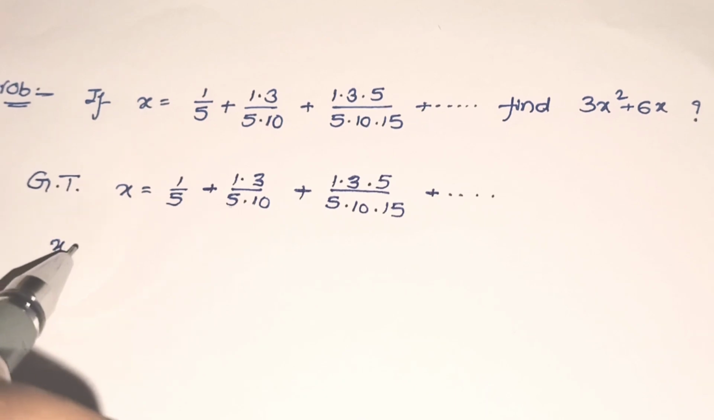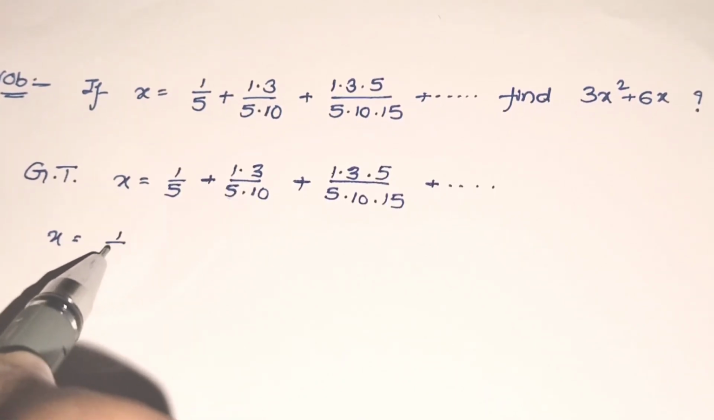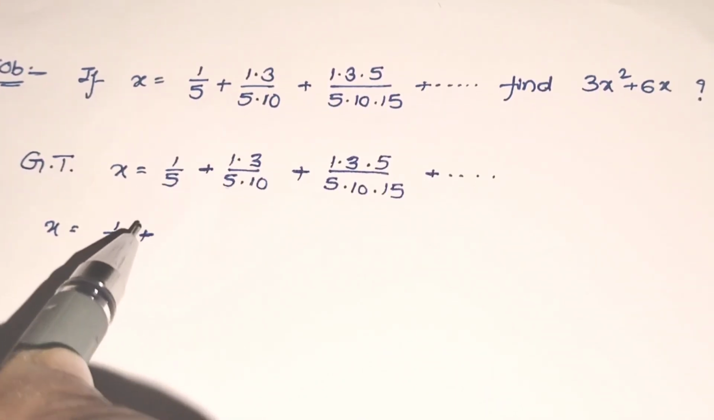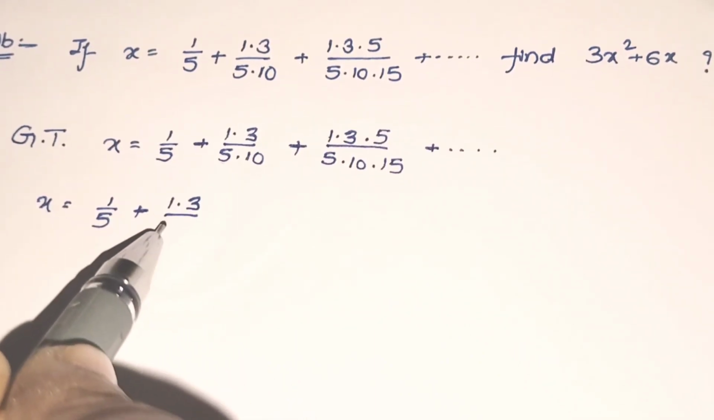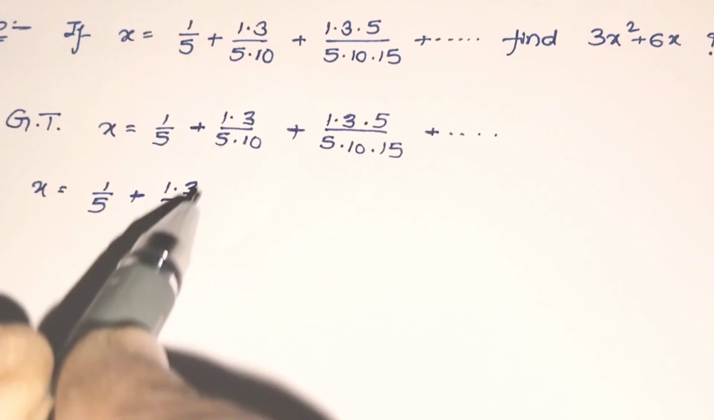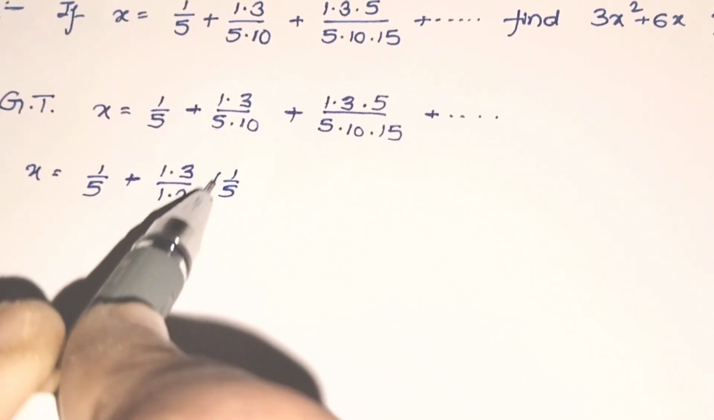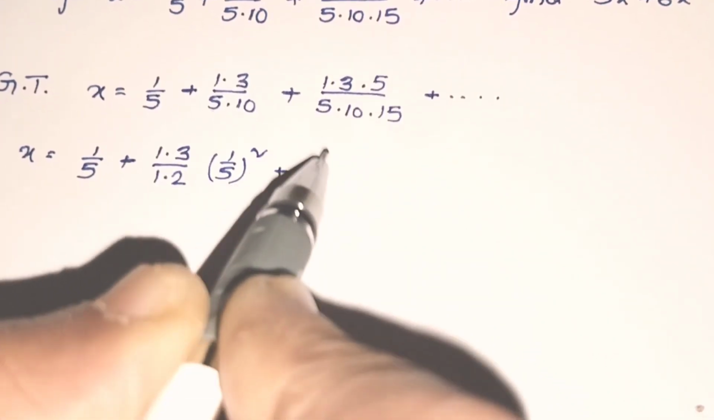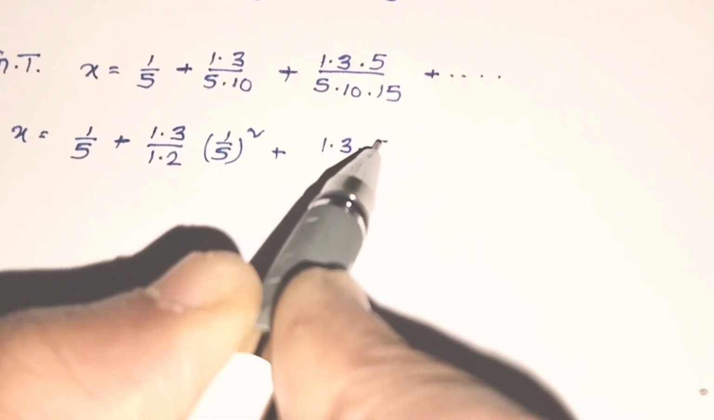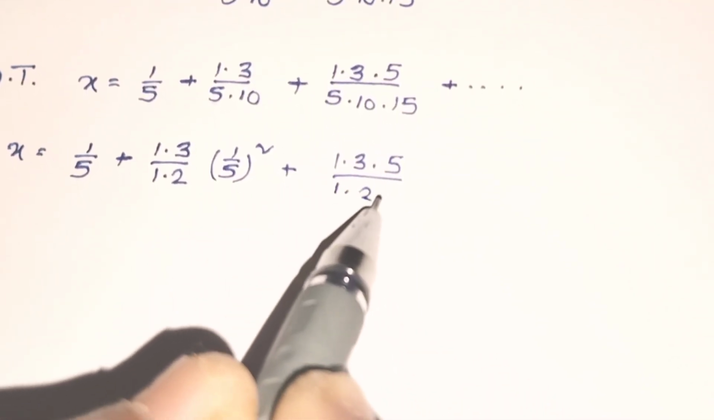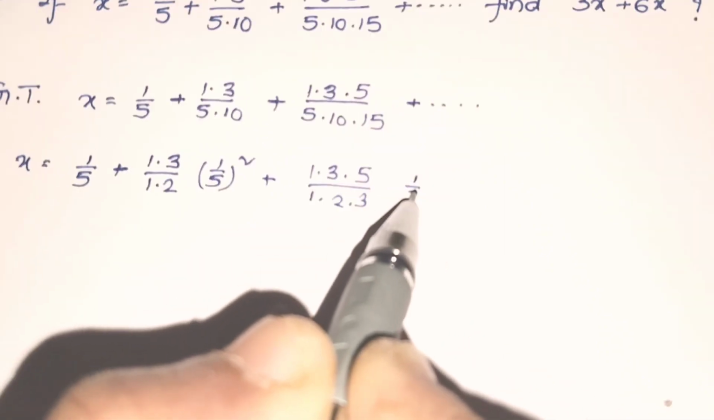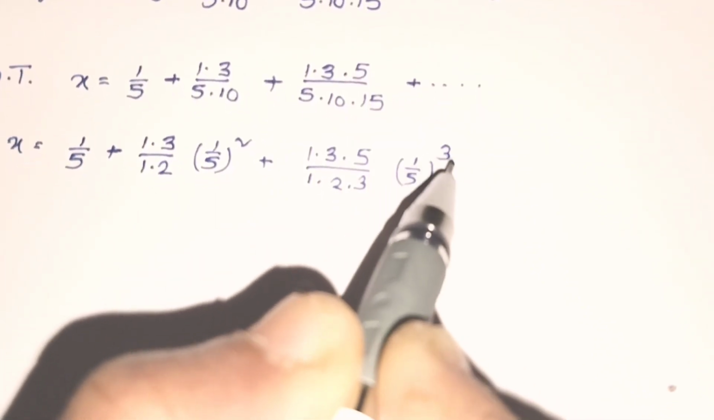Now what is the next step? So x is equal to 1 by 5 plus 1 into 3 by, I am taking 5 common from these two terms here, then it becomes 1 into 2 into 1 by 5 whole square. Plus, and the next value 1 into 3 into 5 by, here also I am taking 5 common, it becomes 1 into 2 into 3 into 1 by 5 whole cube. Okay, and so on.